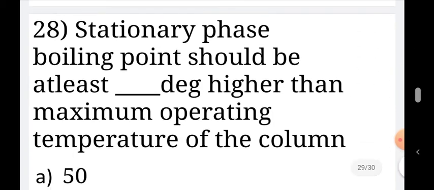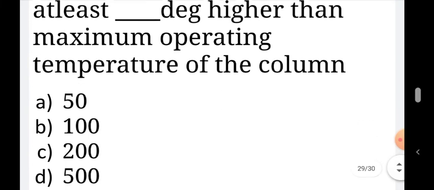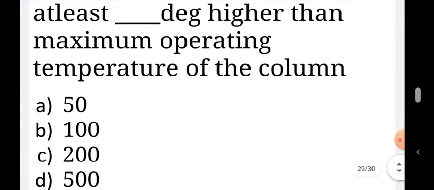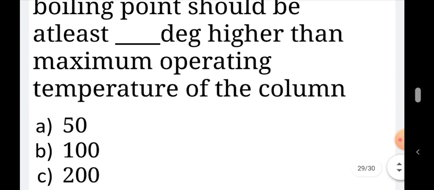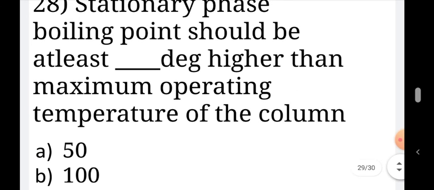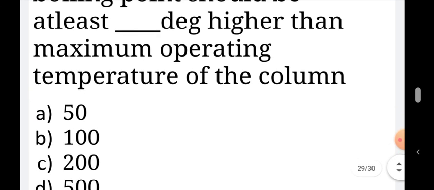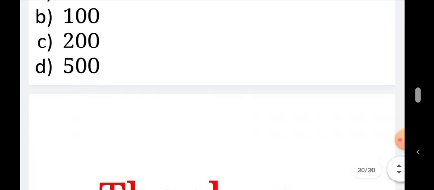Stationary phase boiling point should be at least dash degrees higher than the maximum operating temperature of the column: 50 degrees, 100 degrees, 200 degrees, or 500 degrees. It is 100 degrees. If you are operating the column at 400 degrees, then the boiling point of the stationary phase should be at least 500 degrees, 100 degrees more than the operating temperature. So B is the answer.